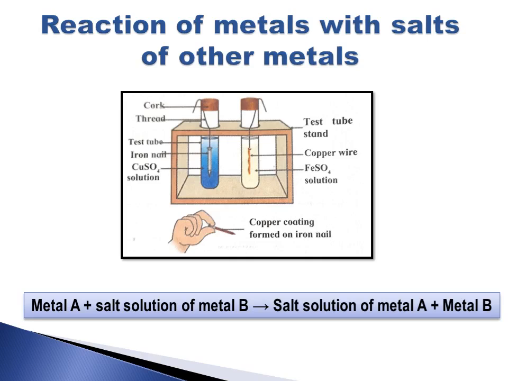However, the reagents oxygen, water, acids are not useful to determine the relative reactivities of all the metals, as all the metals do not react with them. The displacement reaction of metals with solutions of salts of other metals serves this purpose. So if a metal A displaces another metal B from the solution of its salt, then it means that the metal A is more reactive than the metal B.